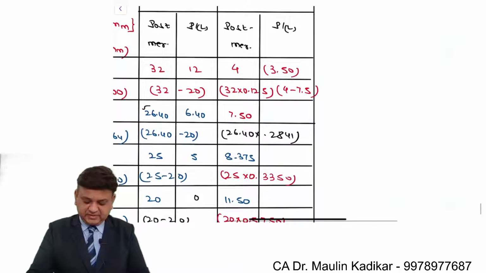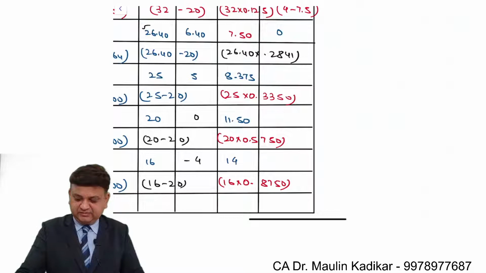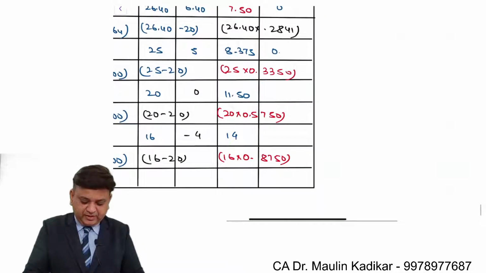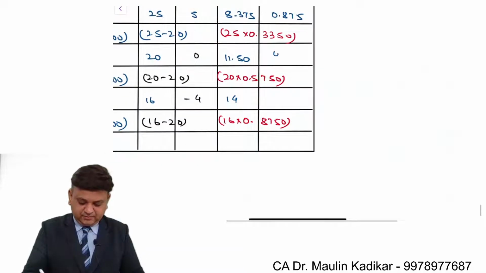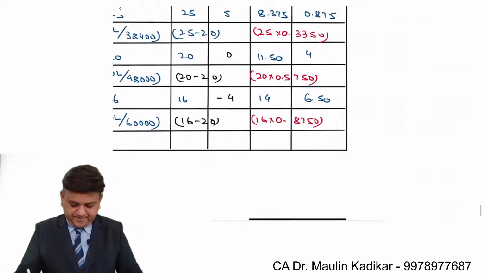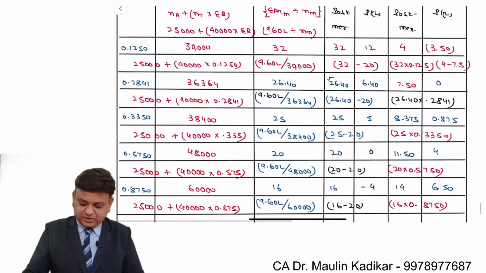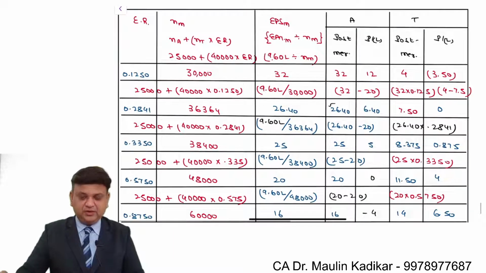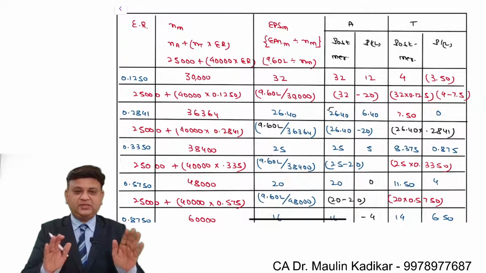So 7 rupees 50 paise minus 7 rupees 50 paise is 0. Then 8.375 minus 7.5 is a profit of 0.875. 11 rupees 50 paise minus 7.5 comes to a profit of rupees 4. 14 minus 7.5 comes to a profit of 6 rupees 50 paise. So for the different exchange ratio, we are required to compute the profit or loss like this for A Limited as well as for T Limited. Now the question is over.